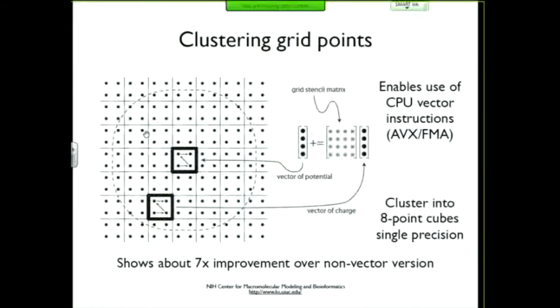So the idea is really just to cluster the grid points. Instead of traversing the grid the normal way, we clustered the points into cubes of 8 grid points apiece. And then we arranged the calculation so that instead of doing the straight-on 3D convolution, that basically looks like 6 nested loops, we're now doing these matrix vector products, and this turns out to give a lot of performance improvement. It's shown in a single core test to give like 7 times improvement.